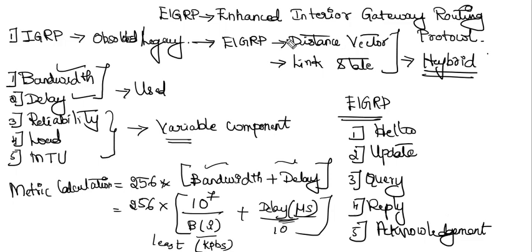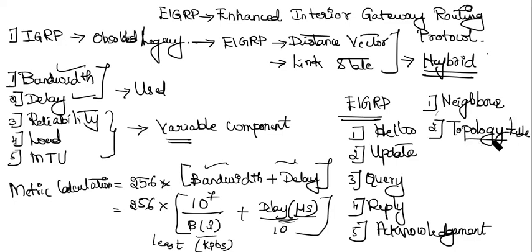EIGRP has three types of tables. The first is the neighbor table, which gives the information about routers that form the neighborship. We have the topology table. This table indicates both the feasible successor and the successor. And finally, we have the routing table. As the name indicates, it's a routing table. It includes the best route, and that is definitely the successor.